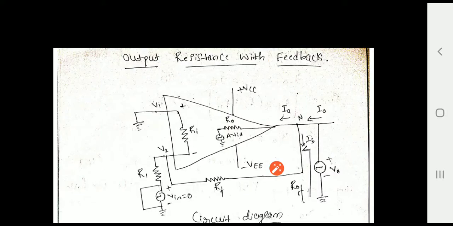Everyone, so now we will start with the next topic. That is output resistance with feedback for an inverting amplifier. Now look at the circuit here. In this circuit, it consists of the output resistance R0 without feedback, and A into VID is the voltage source.